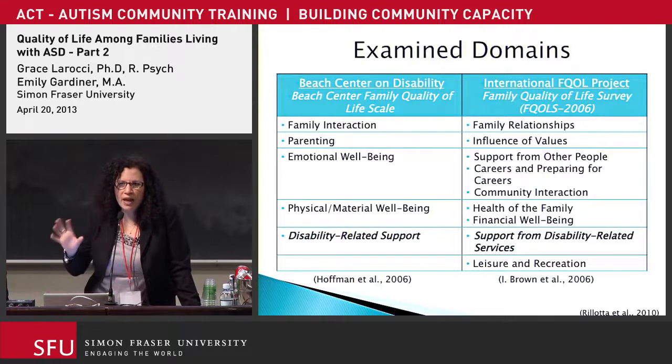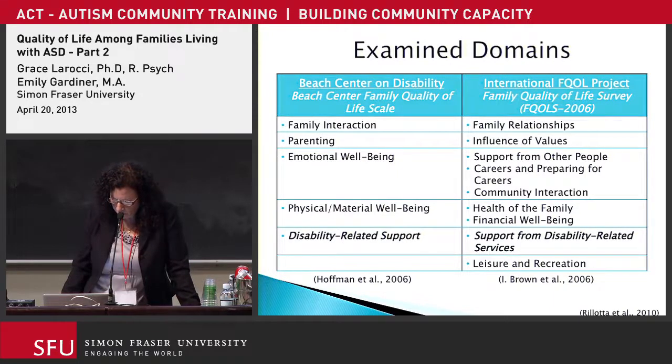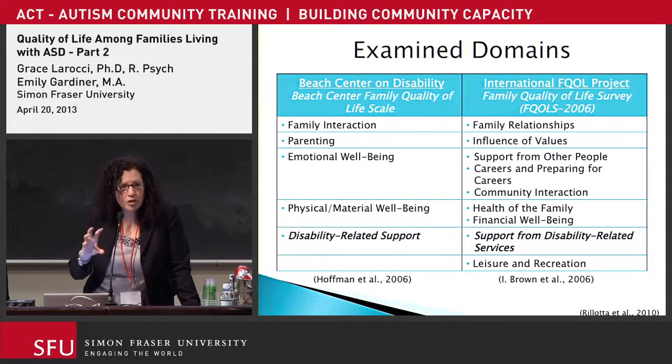And so there have been two main measures that exist to look at this construct of family quality of life. One comes from the Beach Center, the Beach Research Center on Disability, and they have a relatively short, probably 20-minute interview, where they look at issues around quality of life for the family, family interaction, parenting, emotional well-being, physical and material well-being, and disability-related support.